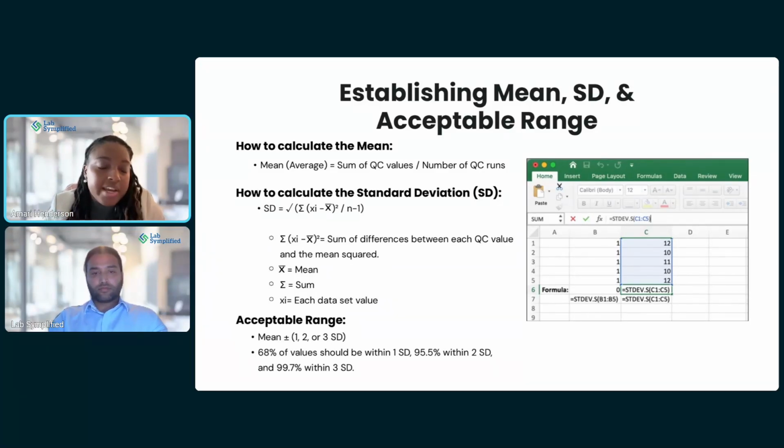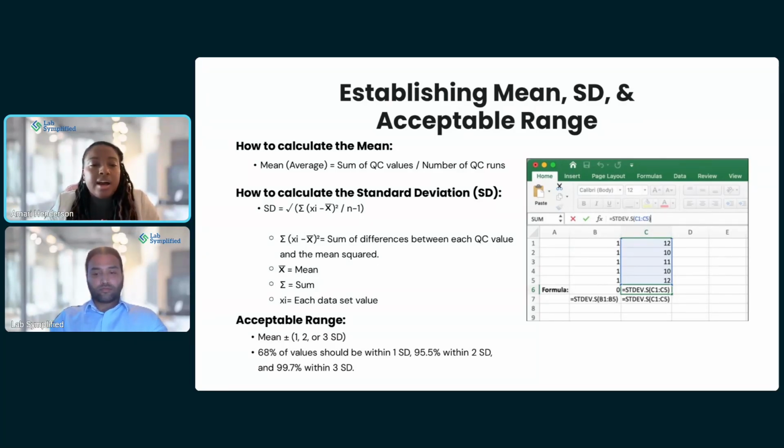Acceptable range. So it is the mean plus or minus 1, 2, or 3 standard deviations. Some customers will use a 2 SD range or a 3 SD range, and some instruments require you to input a 2 SD range or a 3 SD range. But the key factor here is you just want to make sure 68% of your values are within 1 standard deviation, 95.5% are within the 2 SD range, and then 99.7% within the 3 SD range.